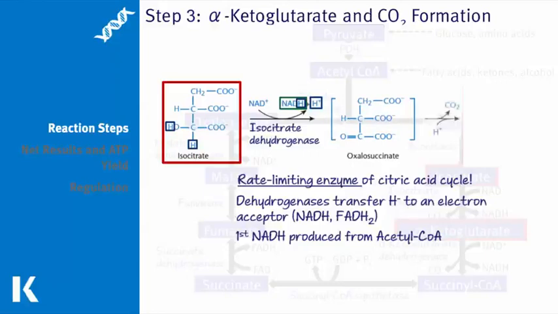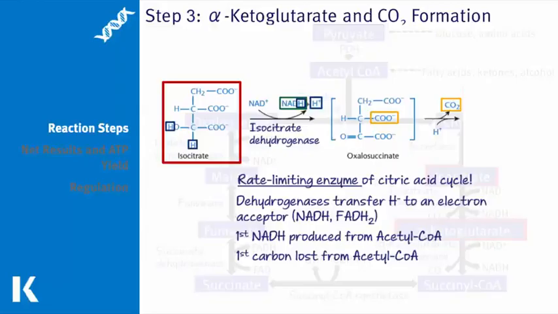oxalosuccinate. That oxalosuccinate undergoes a decarboxylation reaction. Carbon dioxide is lost from the number 3 carbon. This carbon dioxide that is lost carries with it the first of the 2 carbons brought in from the acetyl-CoA. So this is the first carbon lost from that original molecule.